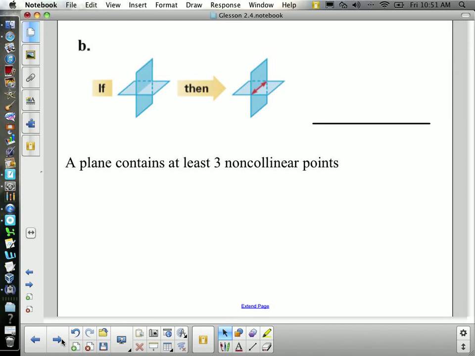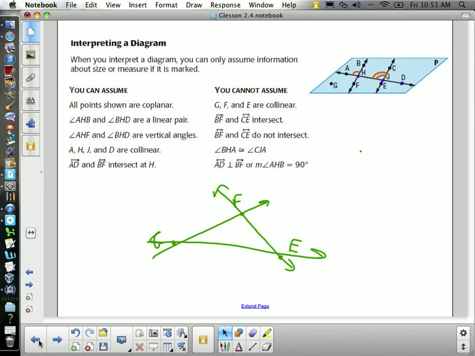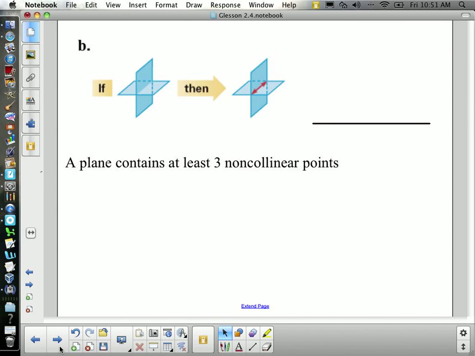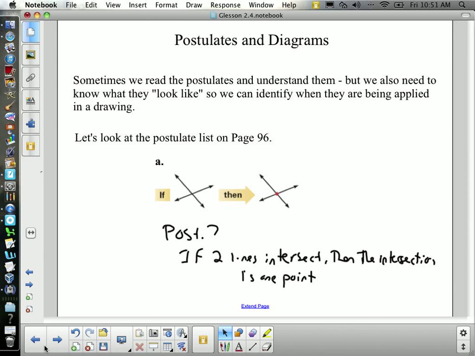All right, here's another picture. If blank, then blank, we add the line. What are we starting with here? If I have 2 what? Planes, then they intersect in a line. Do all planes intersect? No. Ceiling, floor. Think about that. They shouldn't. If they're intersecting, we get a problem. Okay? Which theorem was that? If 2 planes intersect, their intersection is a line.